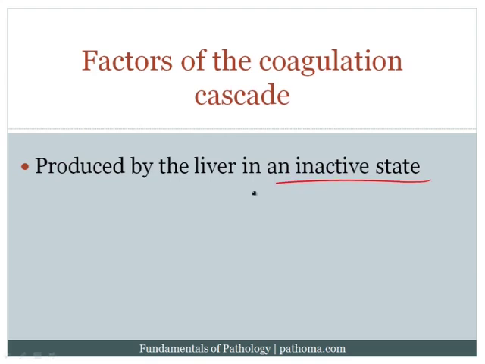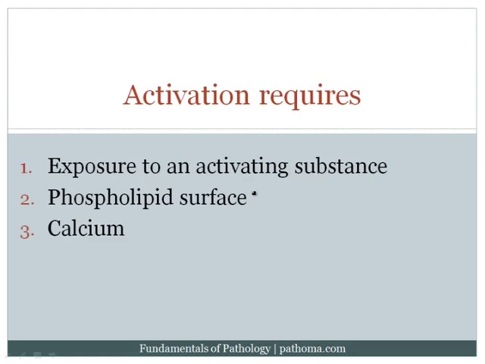Now remember that the factors of the coagulation cascade are actually produced by the liver in an inactive state. They float around in the blood until eventually they get activated. Activation requires a few things. It requires exposure to an activating substance, and I'll talk a little bit more about that in a couple slides. It requires a phospholipid surface, and I can ask you a question here. So where is the phospholipid surface coming from? The answer is the surface of the platelets.